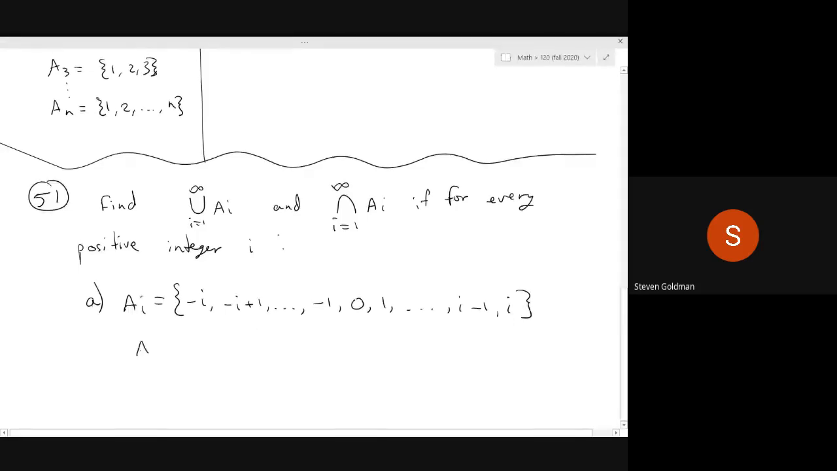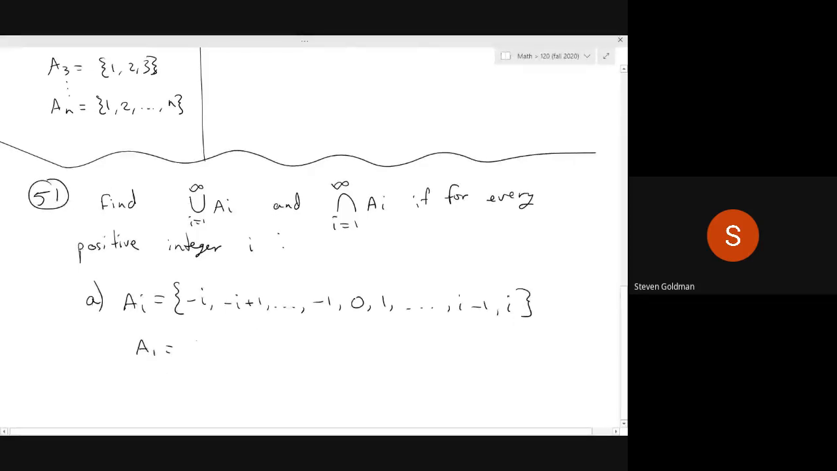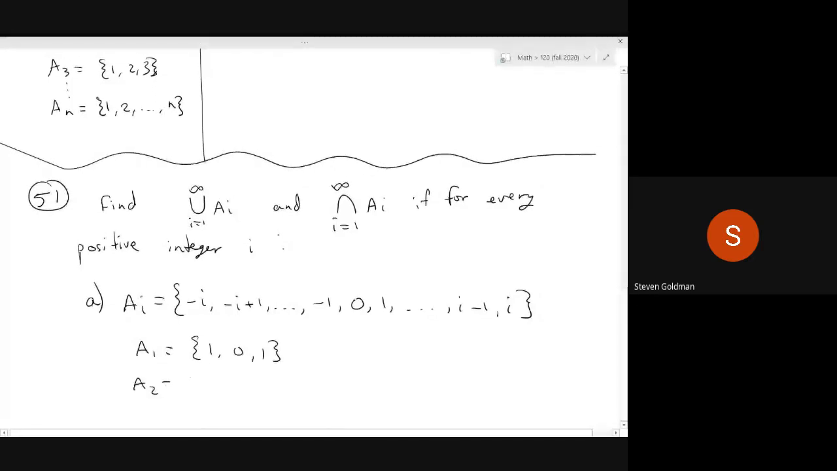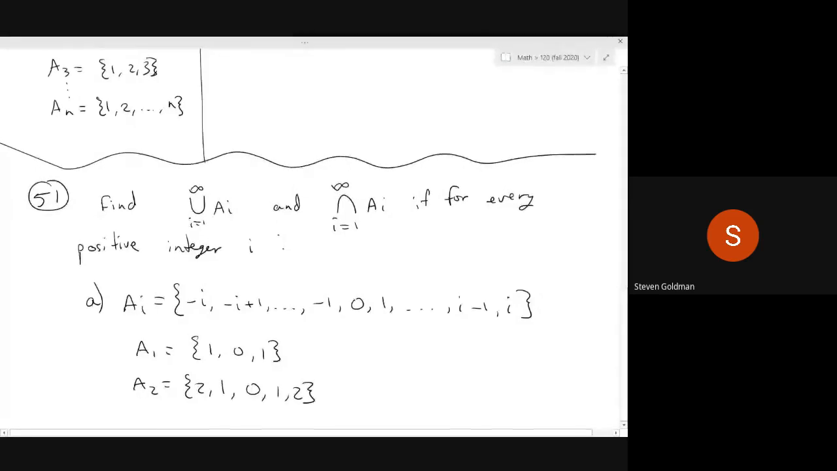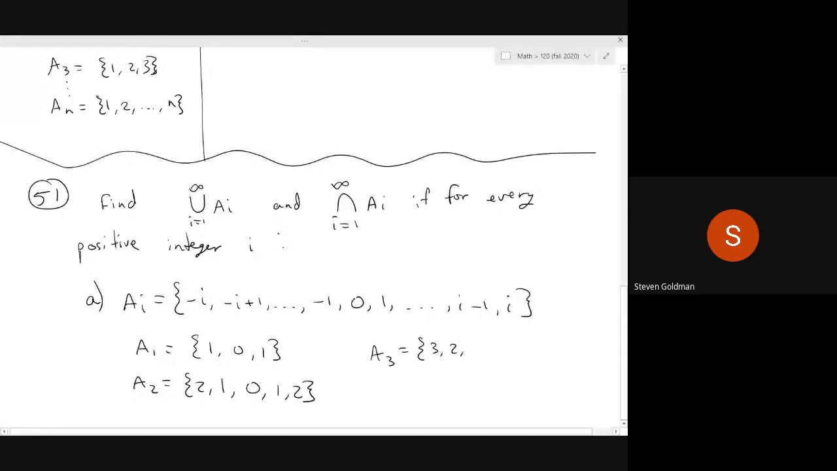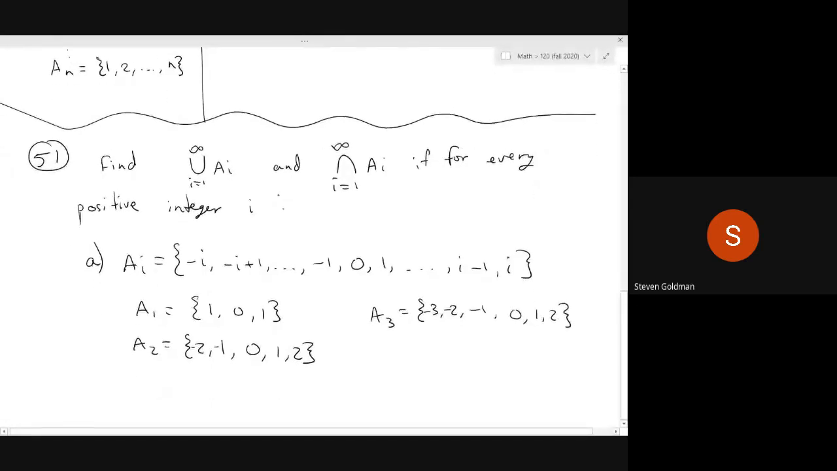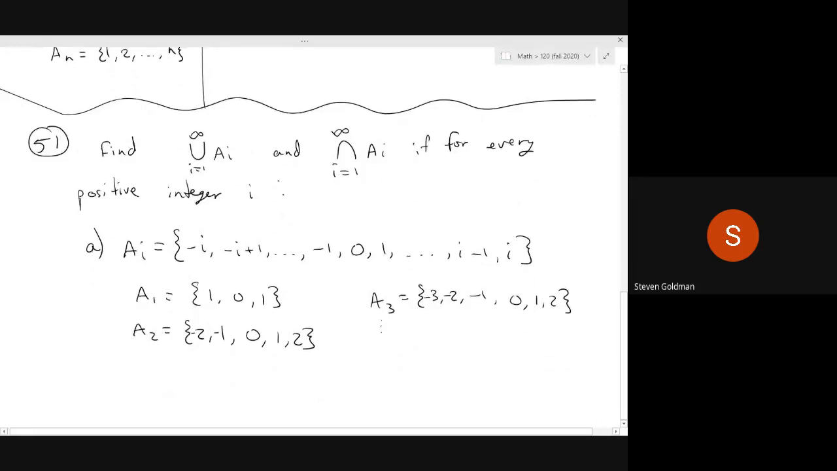Okay, so A1 is the set negative 1, 0, 1. A2 is the set negative 2, negative 1, 0, 1, 2. Okay, A sub 3 will be negative 3, negative 2, negative 1, 0, 1, 2, 3. And that pattern continues.